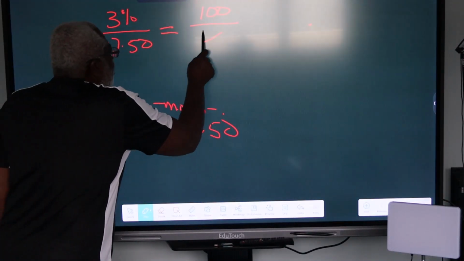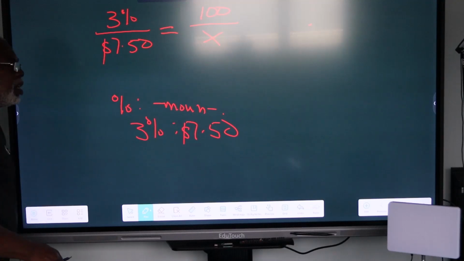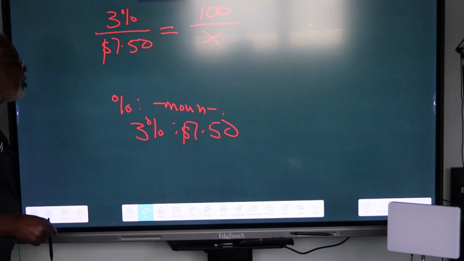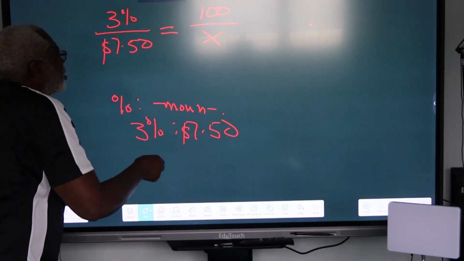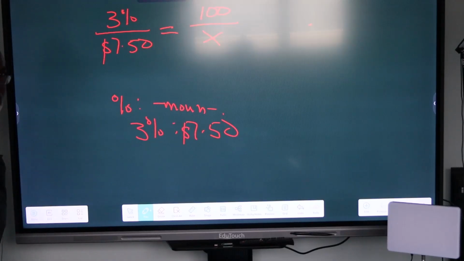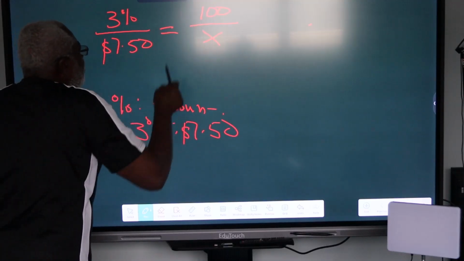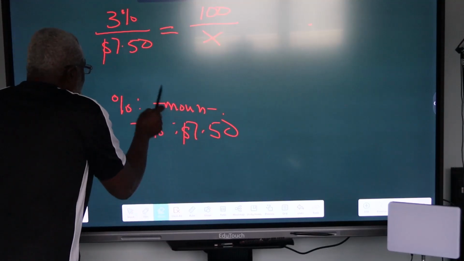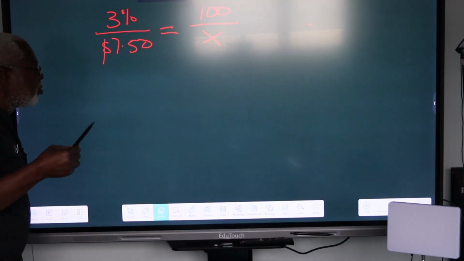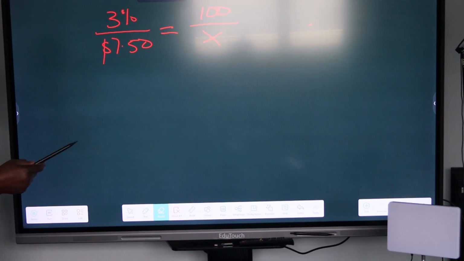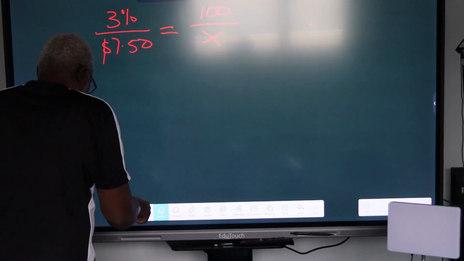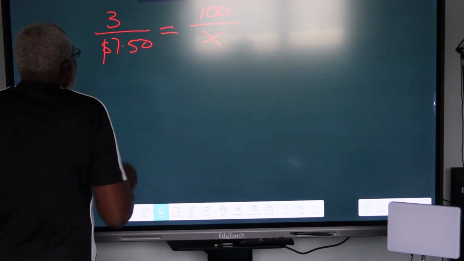But we don't know the amount when it is 100%. We know that when it is 3%, the amount is $7.50. So when it is 100%, what is the amount? But the ratio is the same. So the ratio of the percent to our 7.50 is the same as the ratio of 100 to the amount that we are looking for. So always try to turn your statement into fractions. You can leave out the percent sign if you want.